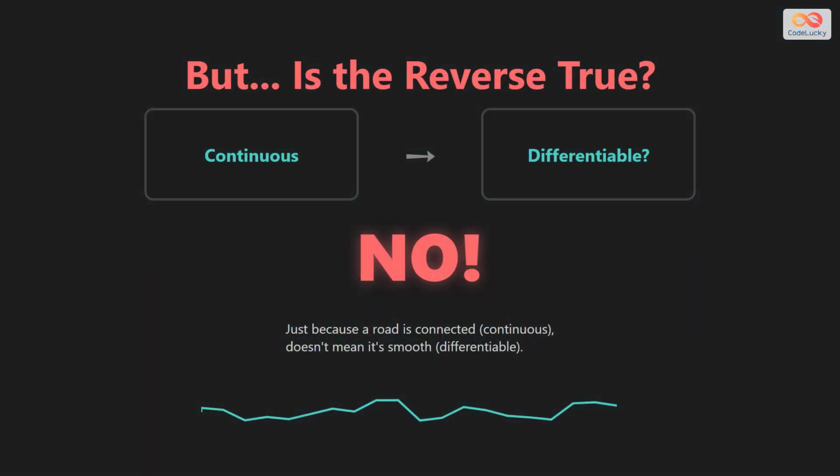But now, let's ask the critical question. Is the reverse true? If a function is continuous, does that mean it must be differentiable? The answer is a definitive no. Just because a road is connected does not mean it is smooth. There can be bumps and sharp turns.